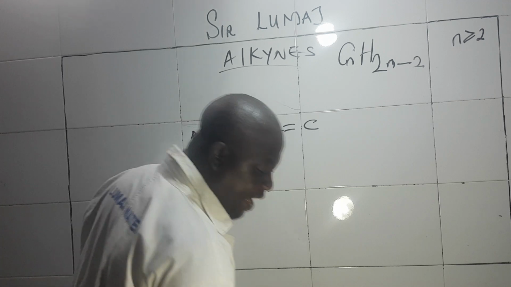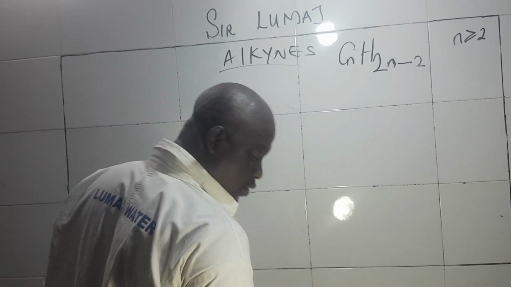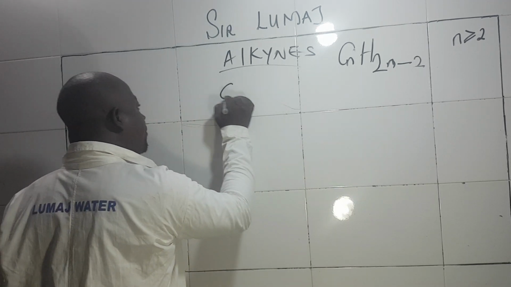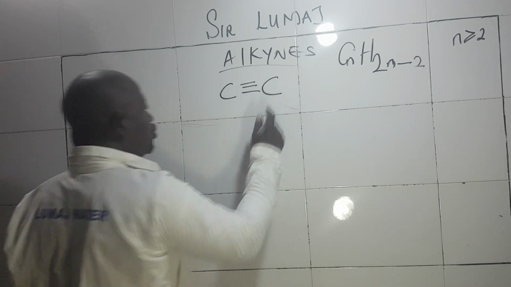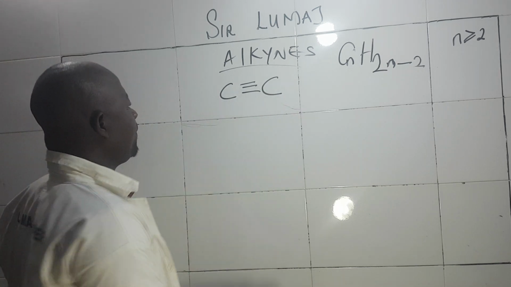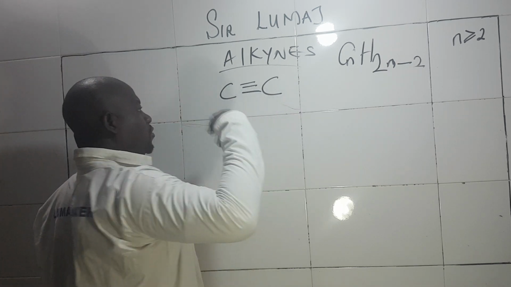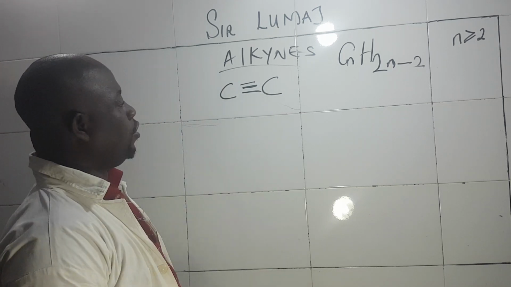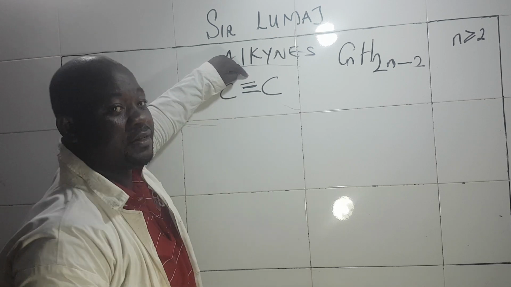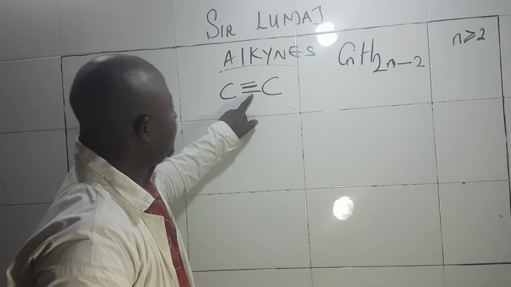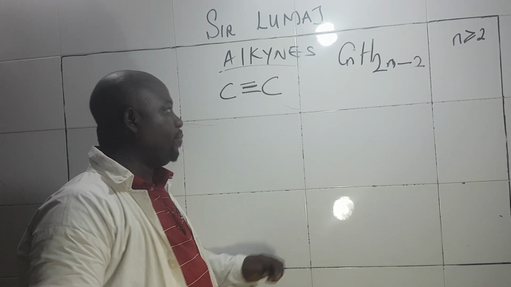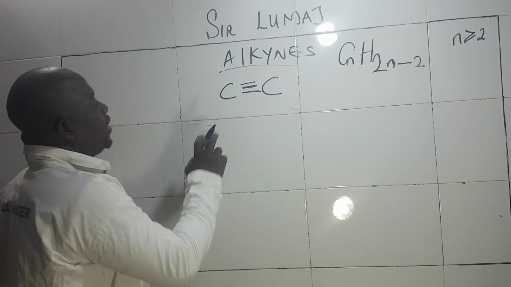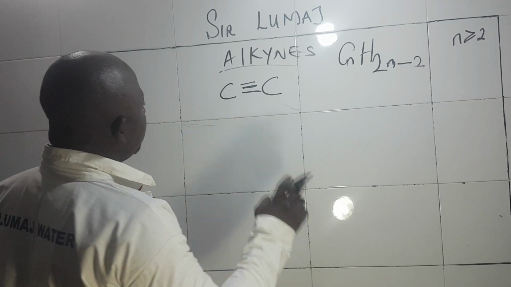We now have carbon to carbon triple bonds, where this one, or let me call it the center one, is the sigma bond. This is the pi bond. This is another pi bond. They are covalent bonds. So the law of tetravalency has to be obeyed.